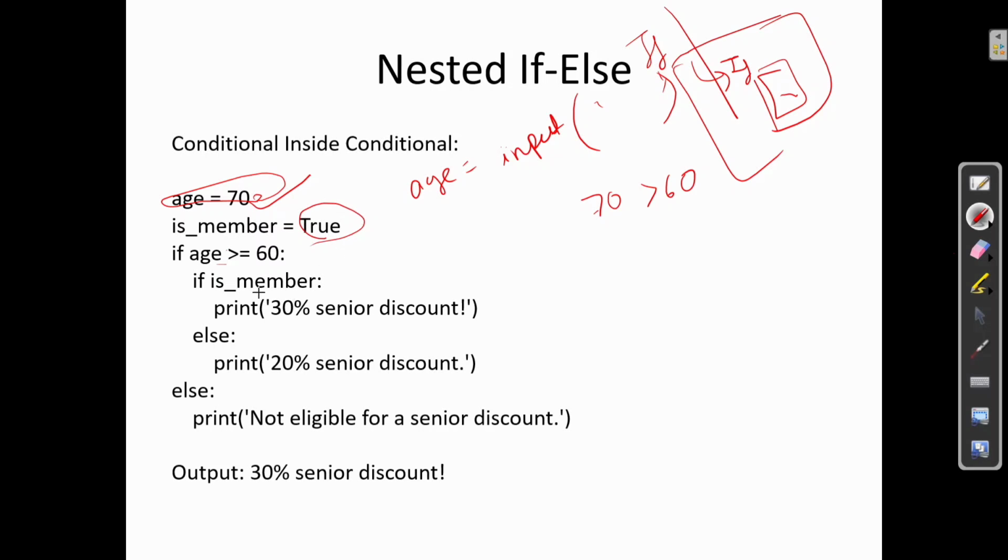If it is false, then this will not work. It is true here, so only if is_member is true, the condition is true, so print 30% senior discount. Otherwise, if this condition was false, then the other would have been executed. But because this condition is true, this will be executed.